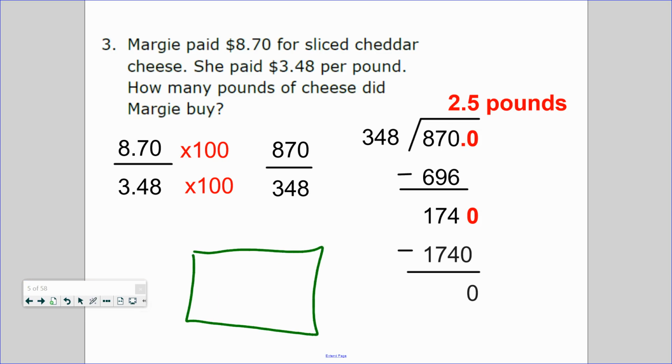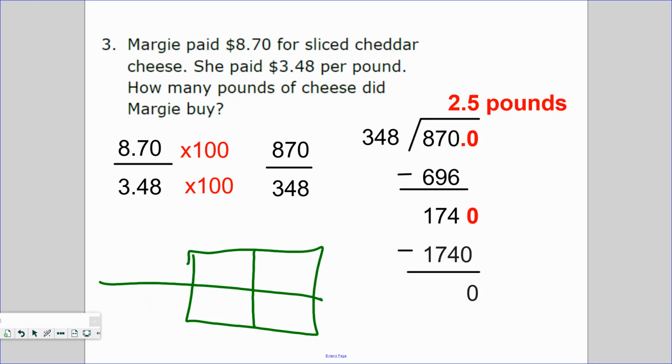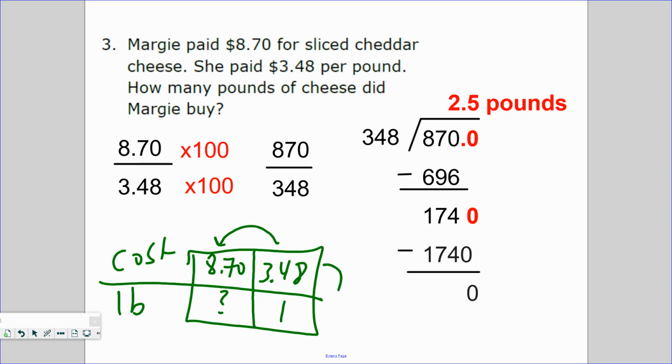So many ways to do this. You can think of it as a chart like this. This is cost. These are pounds. So she spent $8.70, but we do not know how many pounds that is. It costs $3.48 per pound, which means for 1 pound. So I want to know how many 348s go into $8.70. Or another way is up and down relationship. What do I divide 348 by to get 1?